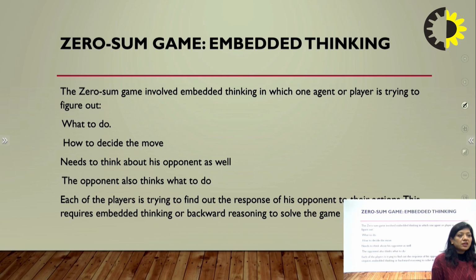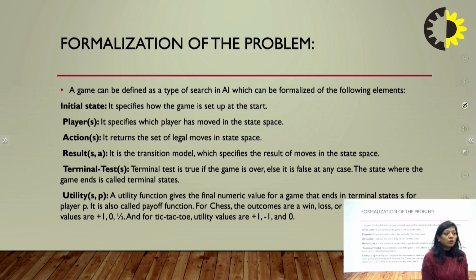Zero-sum game basically is embedded thinking. The zero-sum game involves embedded thinking in which one agent or player is trying to figure out what to do, how to decide the move, and needs to think about the opponent as well, and the opponent also thinks what to do. So each of the players is trying to find out the response of the opponent to their actions. It requires embedded thinking or backward reasoning to solve the game problem.